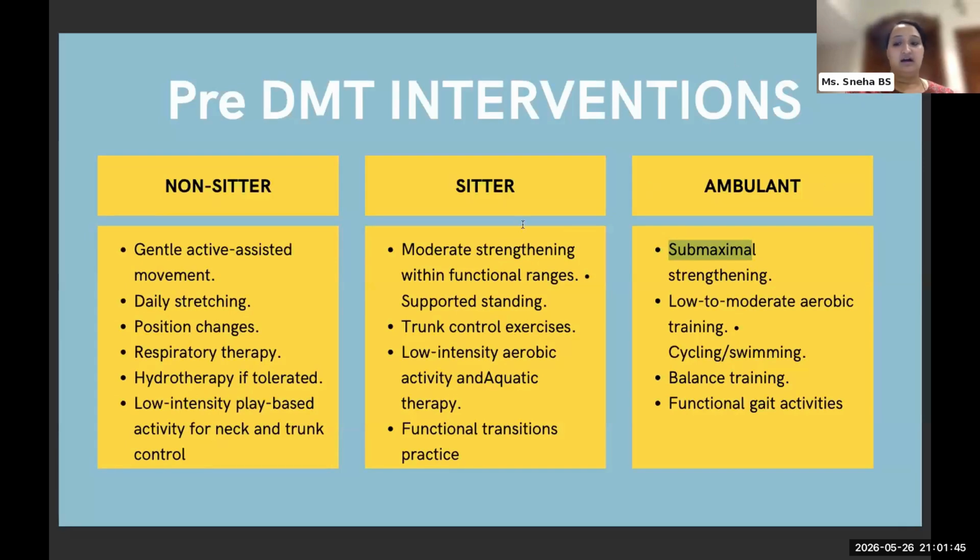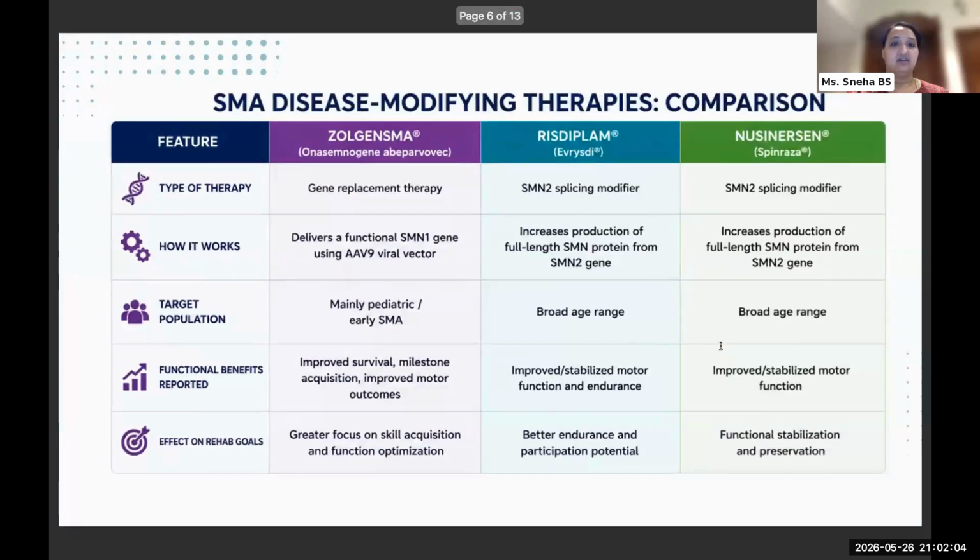So again, the key factor here is gentle active assisted exercise, moderate strengthening, submaximal strengthening. So we are never putting the patient or the child in the fatigue levels. So we are making sure we stop the exercises before exhaustion, right? So that is a key word here. So that is all pre-DMT era, pre-DMT phase of the patient.